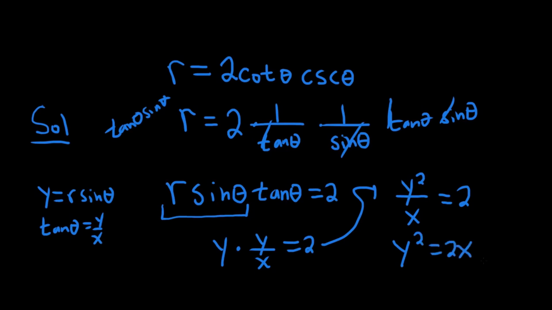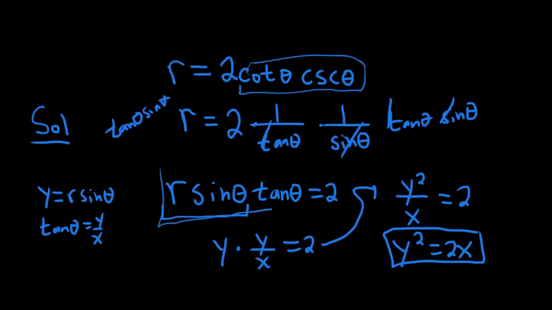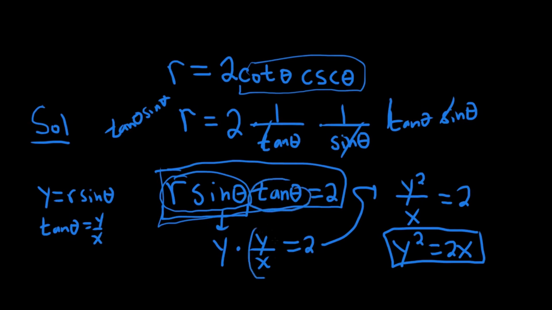And that's it. That's the rectangular equation, right? So I did that kind of fast, but basically the idea is you want to rewrite things in terms of familiar functions. We did that, we got rid of the fractions, and we ended up here. Once you're here, you can use the formula: r sine theta is y, and tangent of theta is y over x. y times y gives us y squared. Multiply by x, and we end up with the answer.